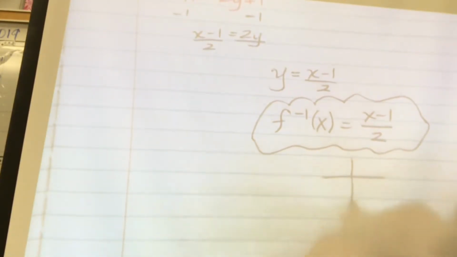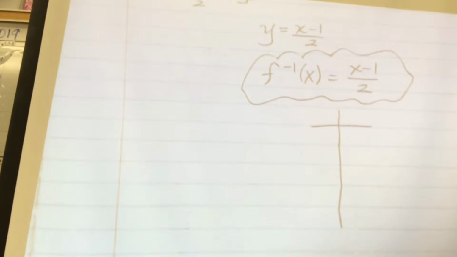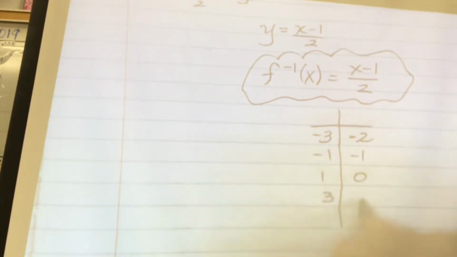Now the table that we created should match this equation. When I plug in -3, I absolutely get -2. And when I plug in -1, I get -1. And when I plug in 1, I get 0. And when I plug in 3, I get 1. And when I plug in 5, I get 2. So we don't have to guess and check. We can now switch our x and y and solve for y. And that's what we're going to be doing for numbers 1 through 24 tonight. Questions on example 1?